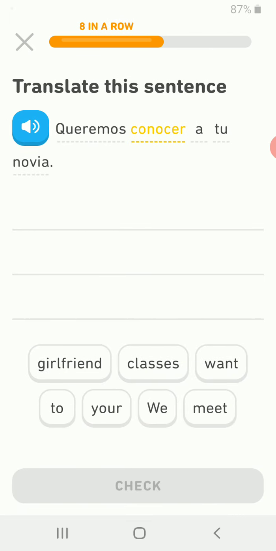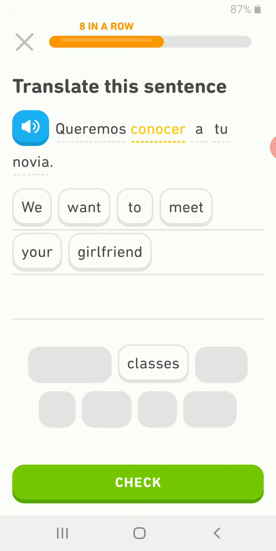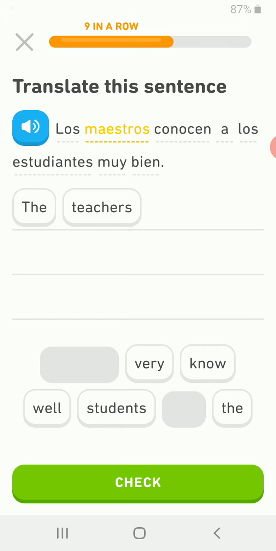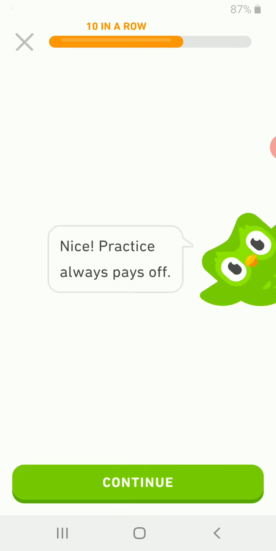Queremos conocer a tu novia. So queremos, it means that we want to meet your girlfriend, novia. Los maestros conocen a los estudiantes muy bien. So the teachers know the students very well. This is no big deal.